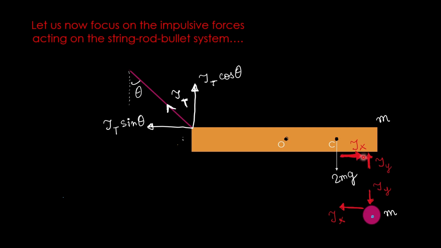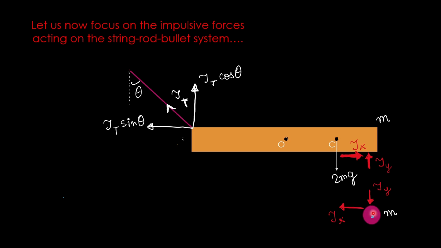Now I have considered the components. Why? Because we don't know exactly the motion of the rod, in which direction it is moving. So it might be moving entirely in a direction like this. So it will have a velocity in the y direction as well as the x direction. Since the bullet gets embedded in the rod, the bullet will also have a velocity in the x direction as well as in the y direction, right?